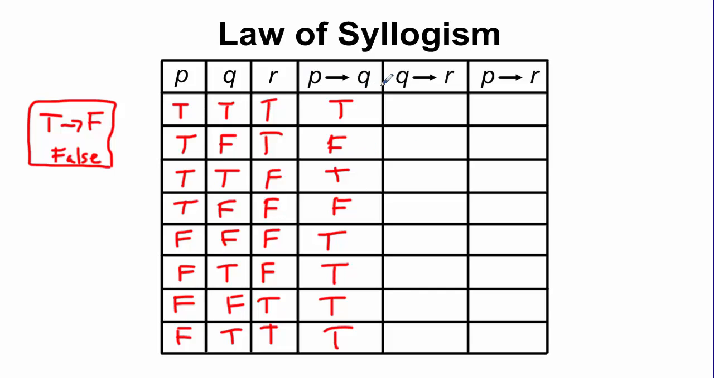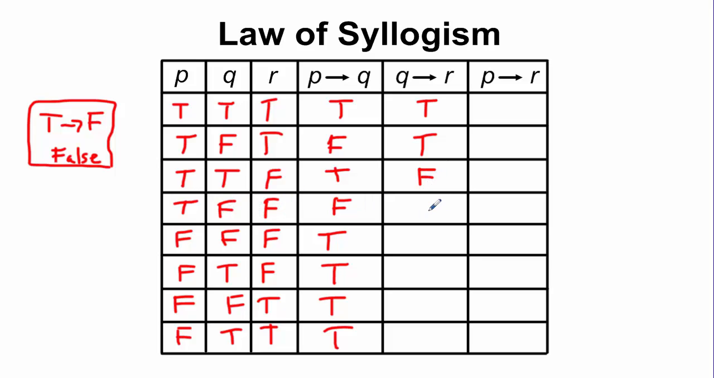Next, I'm going to look at the conditional statement formed when Q is my hypothesis and R is my conclusion, so I'm looking at these two columns, Q and R. In this case I have true with true, so that is true. I have false with true, so that's true. Again, I'm just looking for when you have true and then false, because that's the only time it's false. And I can see here true and false, that's going to be false.